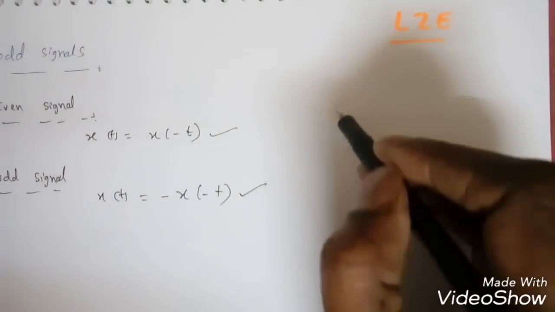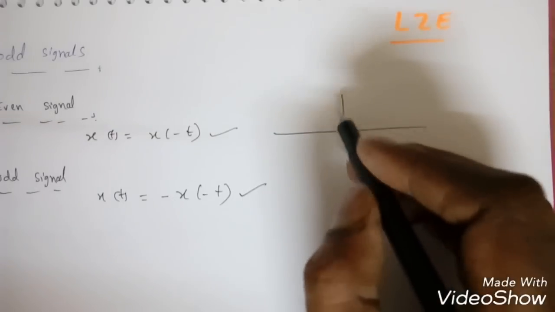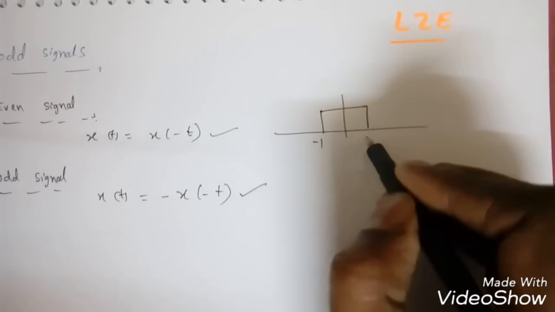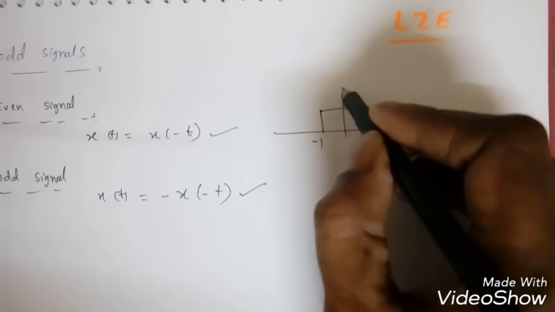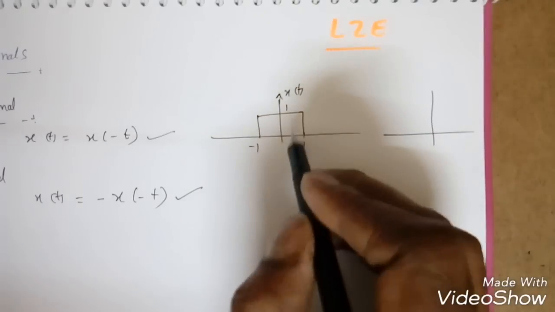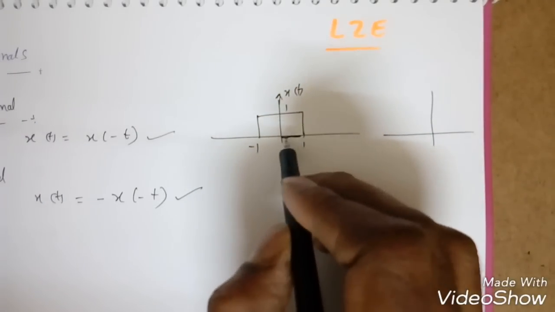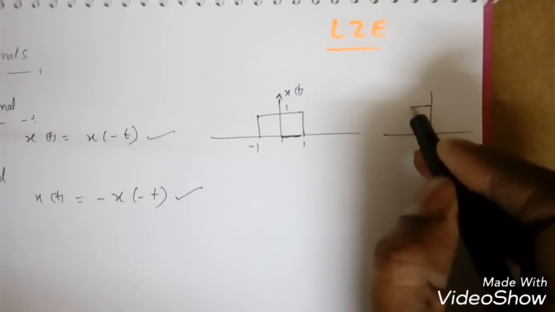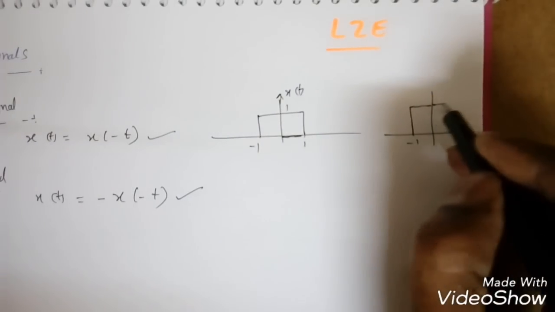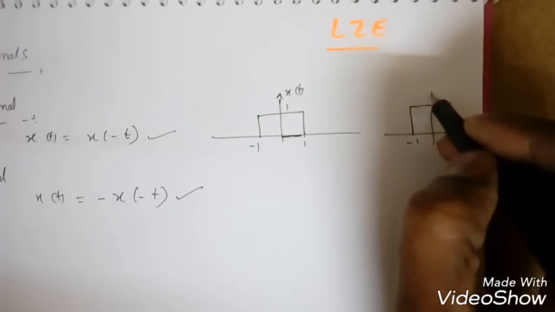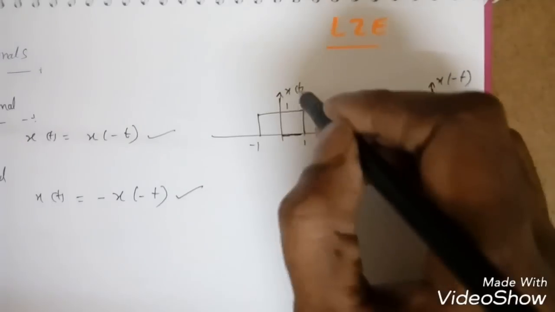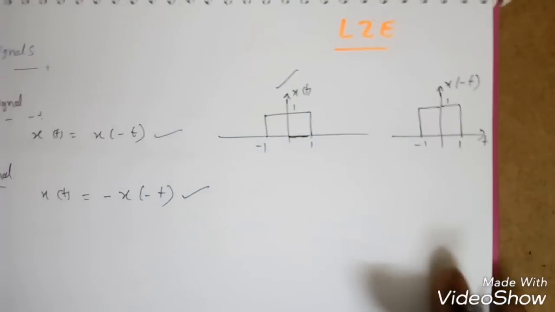So examples like this. Suppose you take a very simple function, from minus 1 to 1, this is 1. Suppose this is x of t, right? What is x of minus t? From minus t means reversal. Whatever the positive time axis, it will go to negative, this minus 1, similarly this one. So we will get the same, right? So this is x of minus t. So x of t is an even signal.